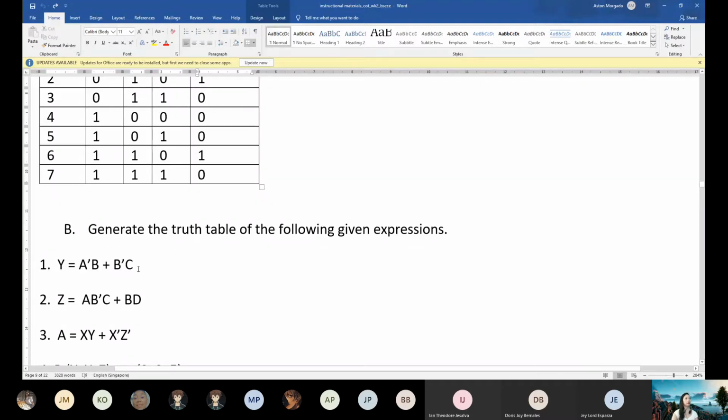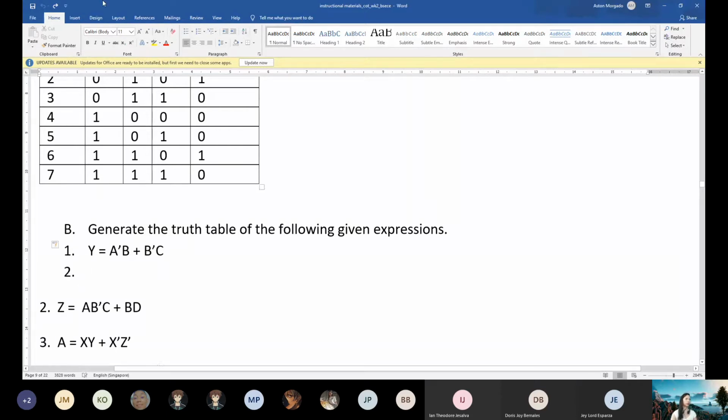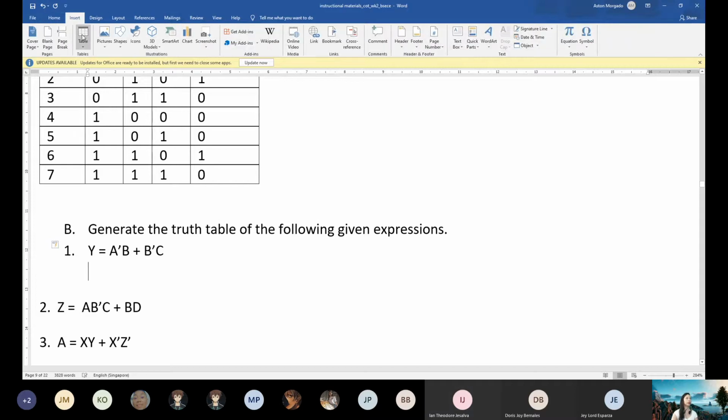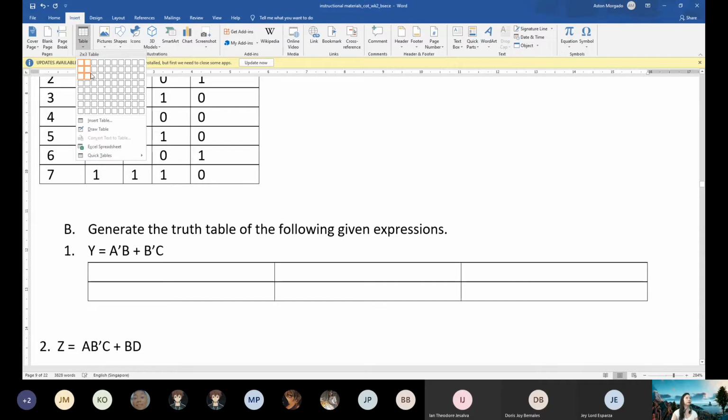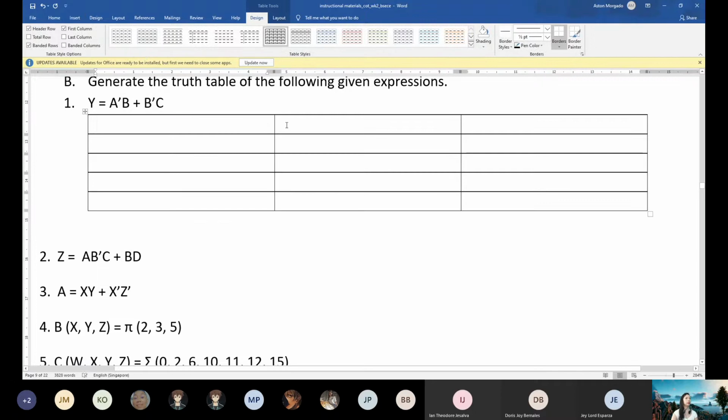Okay? So first, for number 1, we have Y is equal to A prime B plus B prime C. So ilang inputs kaya to? Alin ang output? Alin ang input? So ilan ang inputs natin? Class. Idea? How many inputs? Dalawa po, ma'am. Yes, dalawa. Then, output is? Ilan ang output natin?